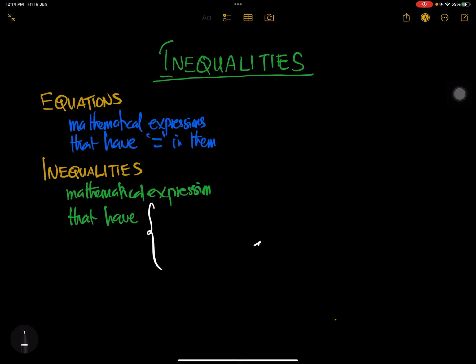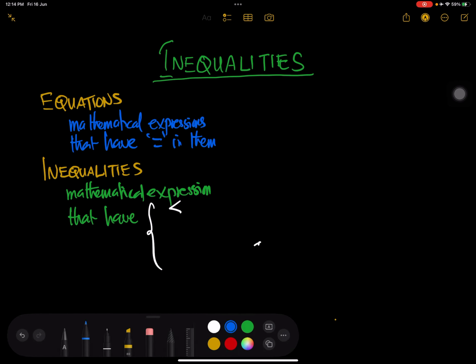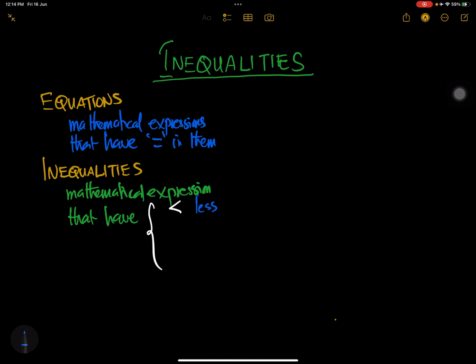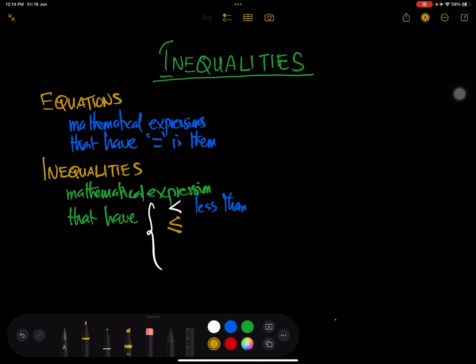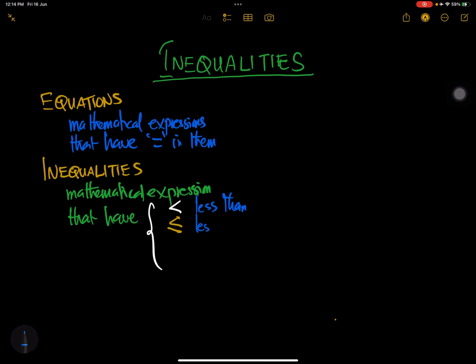So you have the less than sign. It's known as the less than sign. The next one is this sign right here. It means less than or equal to. The number is less than that number, or it's equal to that number.